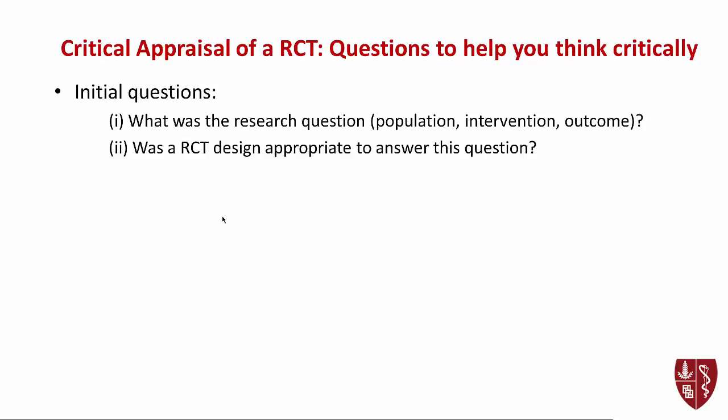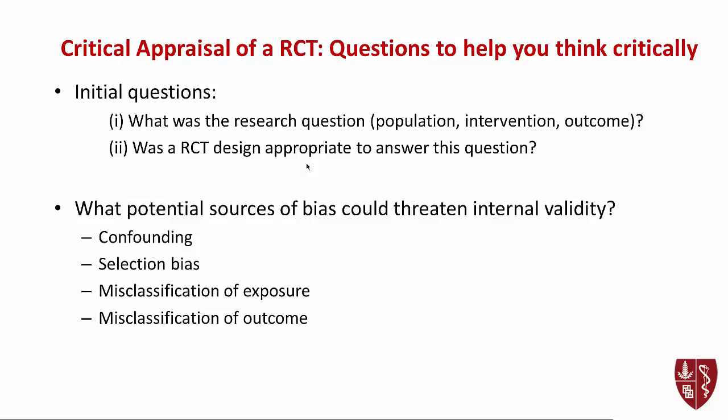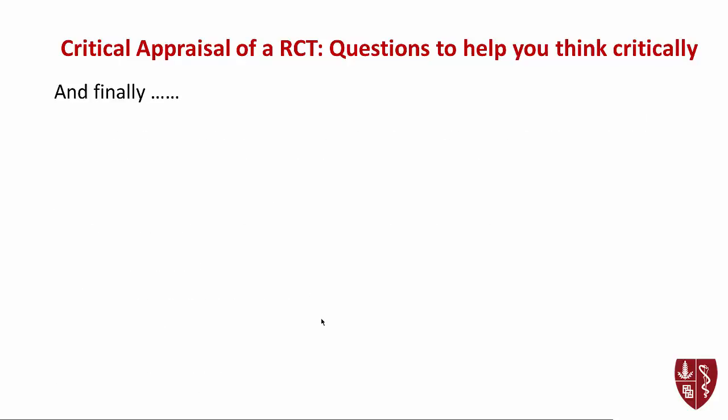So in summary, what are the questions that help you think critically when you are critically appraising a randomized clinical trial? Well, as I mentioned, the initial screening questions are, what is the research question? So what was the population? What was the intervention? What were the outcomes? And was the RCT the appropriate design to answer this question? You then turn your attention to potential sources of bias that could threaten internal validity. And here I'm focusing on the systematic sources of bias: confounding, selection bias, misclassification of the exposure, and misclassification of the outcome. And finally, what are the results?